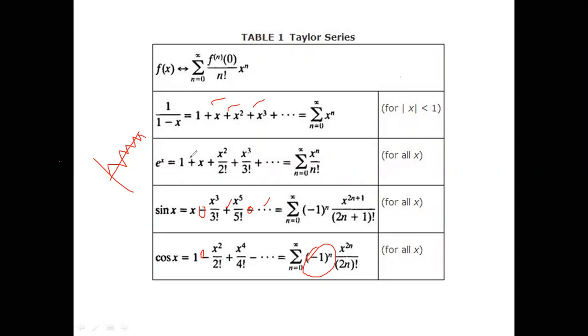This was simple here: 1 2 3 4. This is also 1 2 3 4. So x to the power n. Here you can see how you will generalize this. 1 3 5 7 can be written as 2n plus 1. If n is equal to 0, it is 1. N is equal to 1, it is 3. N is equal to 2, it is 5. So that is the trick to generalize this.